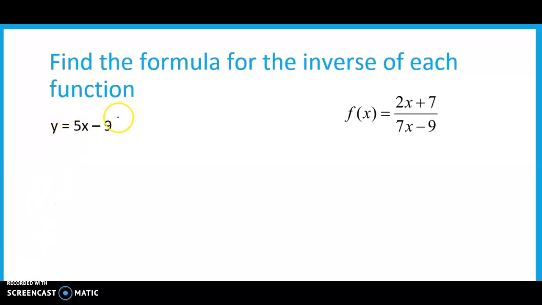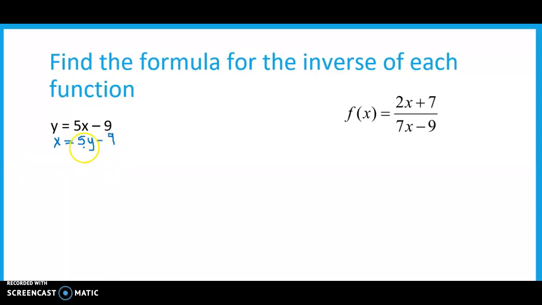The inverse reverses the roles of the variables, so we'll start by switching our x and our y. So I'm just going to switch them and rewrite this, but where there is a y, I write x, and where there is an x, I write y. So that is my first step in finding the inverse, doing the switch. Second step is to solve for y. So I need to rework this equation so that it is in the y equals format.